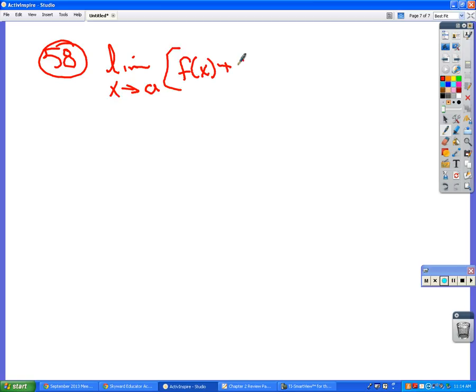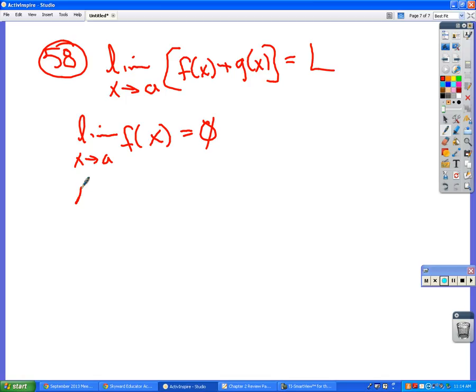This is going to say take physics. Show by means of an example that the limit as x approaches a of f of x plus g of x may exist, so this is going to equal some number L, even though the limit as x approaches a of f of x doesn't exist, and the limit as x approaches that same number of g of x doesn't exist either. All right, so we have to come up with an example of this.